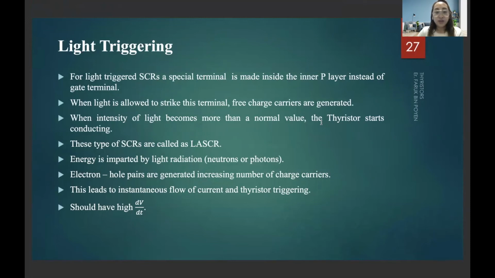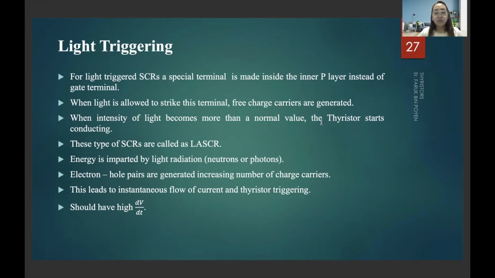For a light triggered SCR, a special terminal is made on the side of the inner P layer instead of a gate terminal. When light strikes this terminal, free charges are generated. When the intensity of light becomes more than the normal value, the thyristor starts to conduct. That is the LASCR. Energy is imparted by the light radiations, either neutrons or protons. Electron-hole pairs are generated, increasing the number of charge carriers. This leads to an instantaneous flow of current and thyristor triggering.